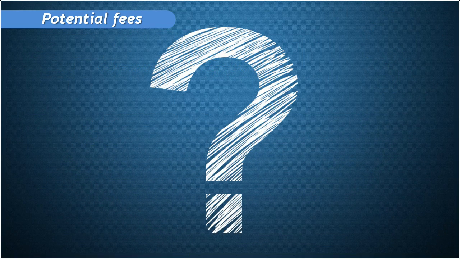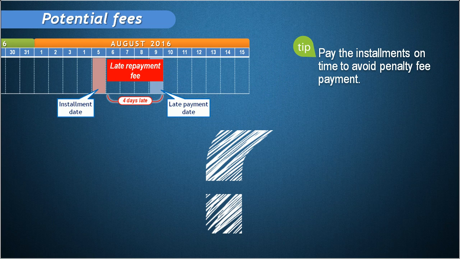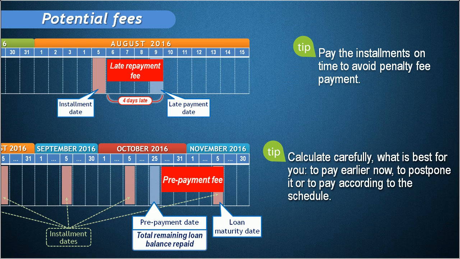What would you do to avoid these interest rate charges? It is better to pay the installments on time, in order to avoid a penalty fee payment. In case of an early prepayment fee, you should calculate carefully what is best for you, to pay earlier now, to postpone it, or to pay according to the schedule.